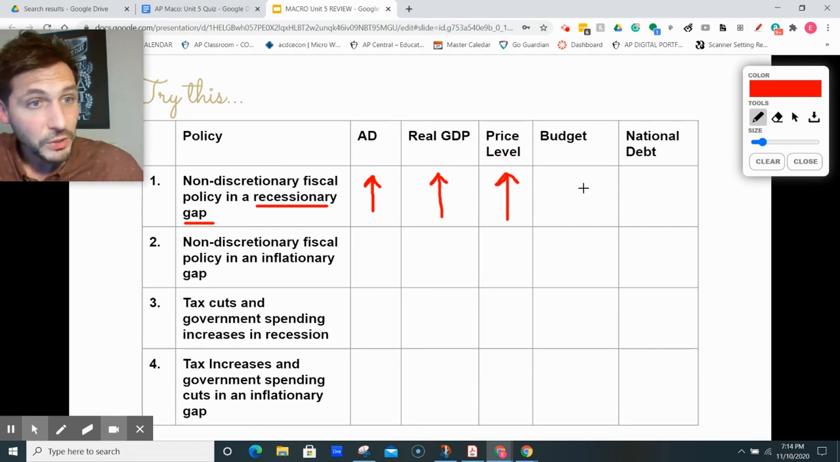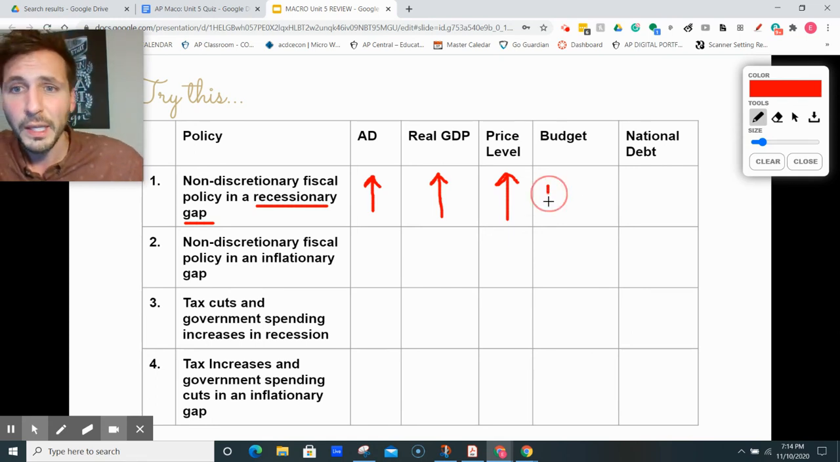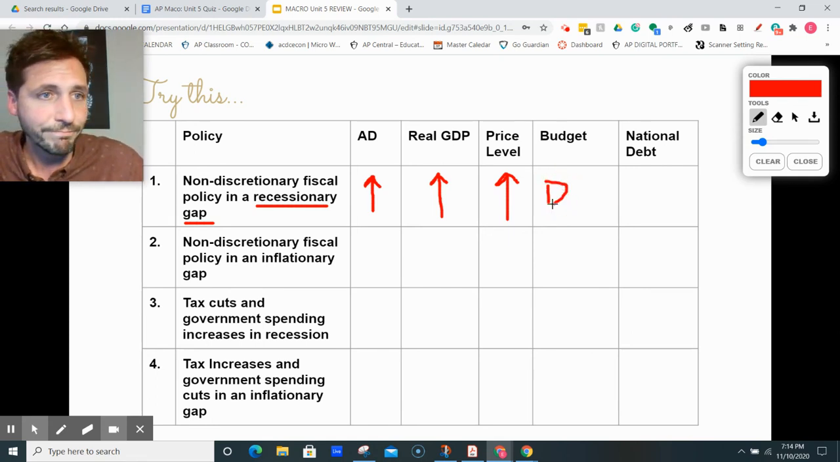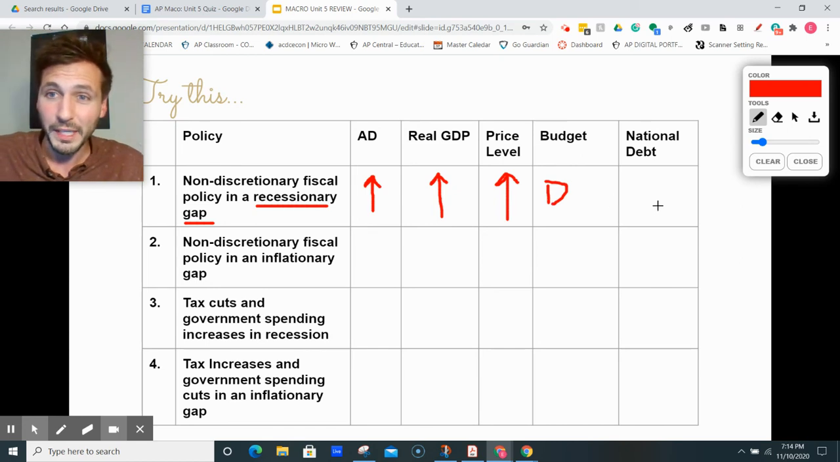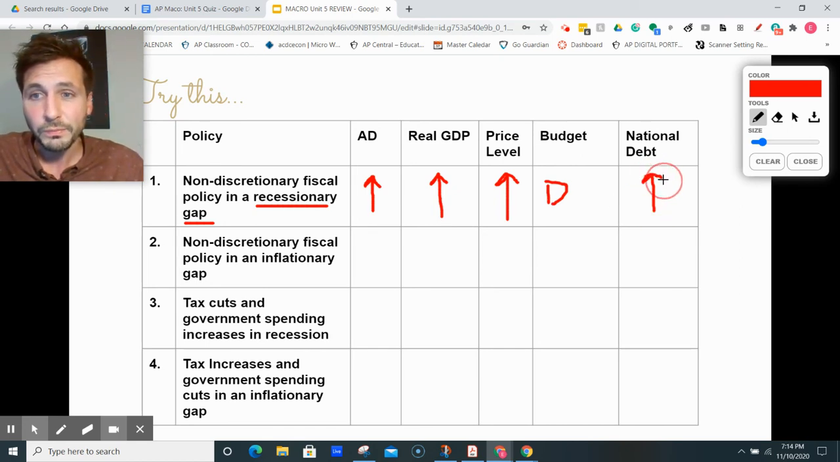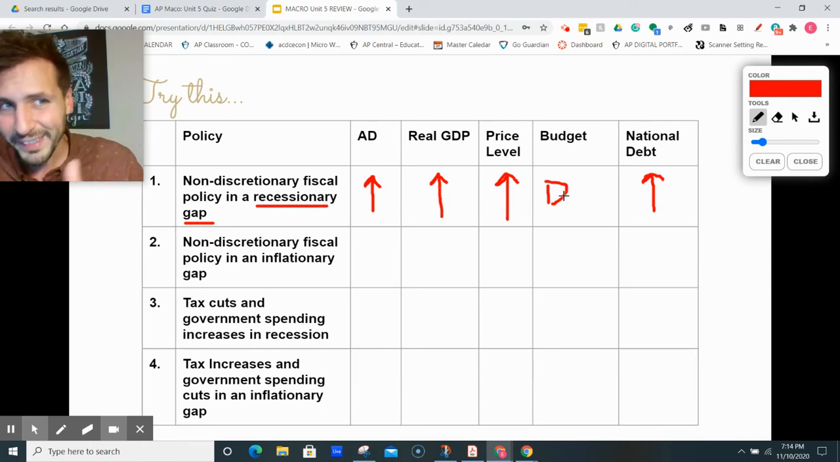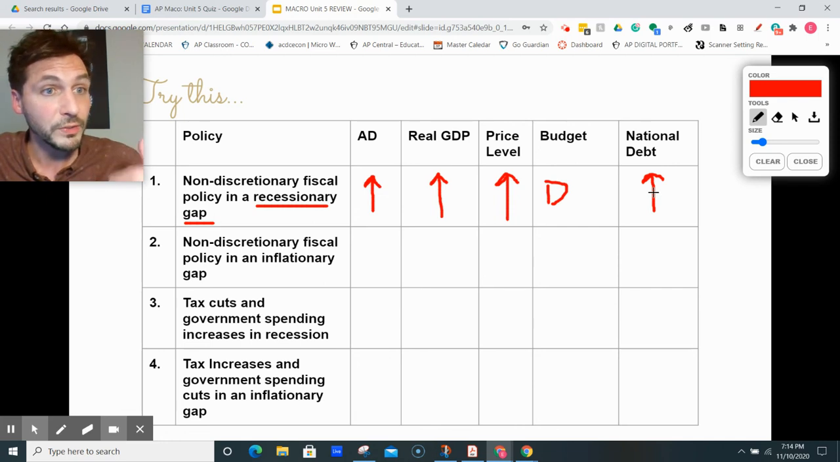What's happening in my budget? Well, my budget for the year is going towards a deficit. And when I have deficits, what happens to my national debt? It grows. Notice, aggregate demand, real GDP, price level all go up. A deficit occurs, and that adds to my accumulation of deficits and surpluses and creates more national debt.